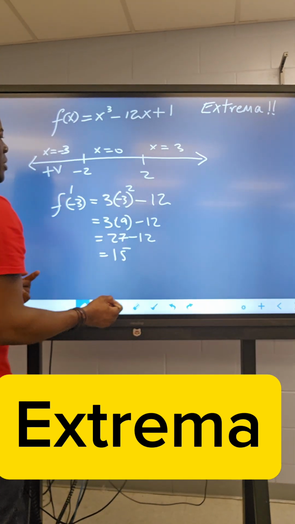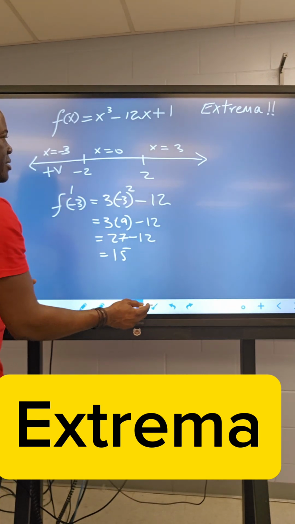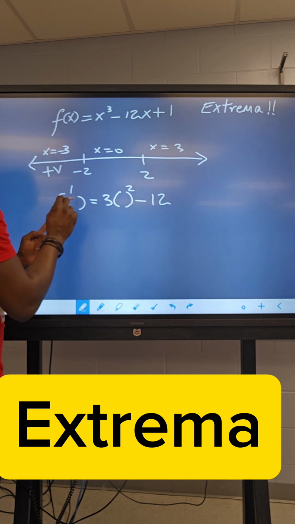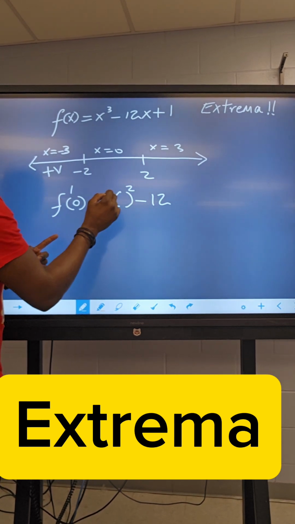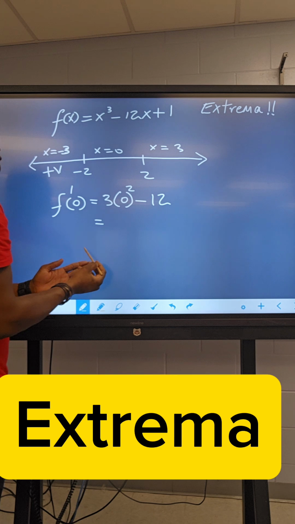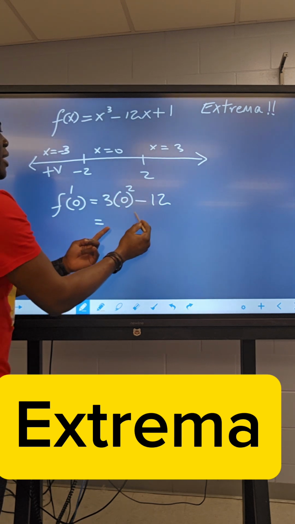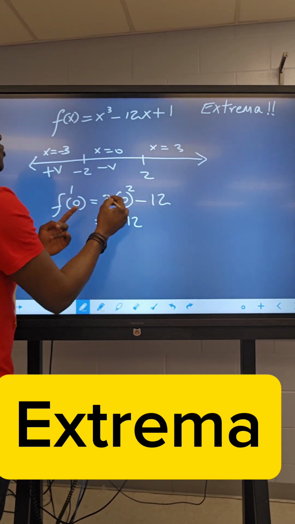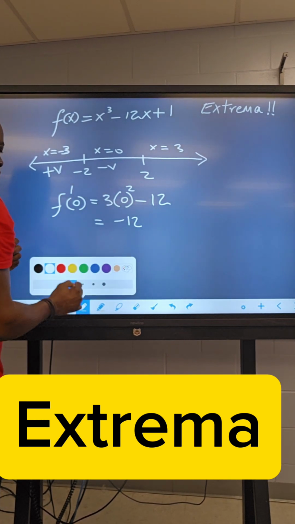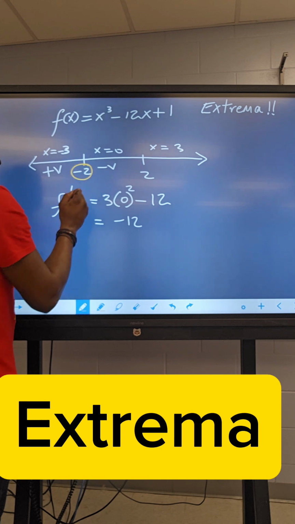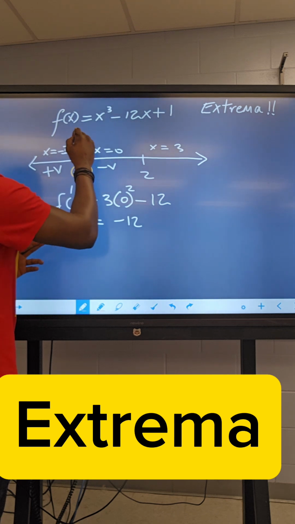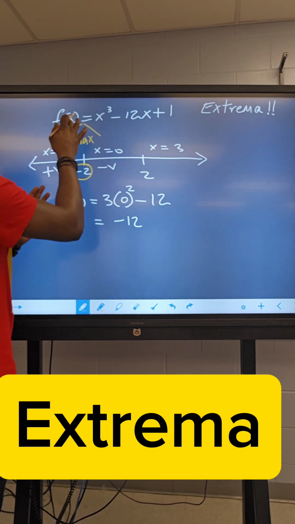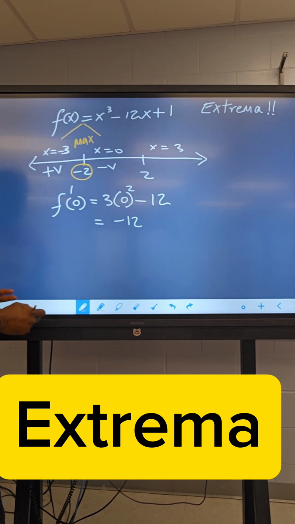So let us test between now. All we're going to do now is test 0. So I'm going to plug 0 in here. This becomes 0, and then we're left with negative 12. That means we have a negative here. So you could see now that at negative 2, we're at a maximum, right here, because we got positive and then negative. So we're at a maximum right there.